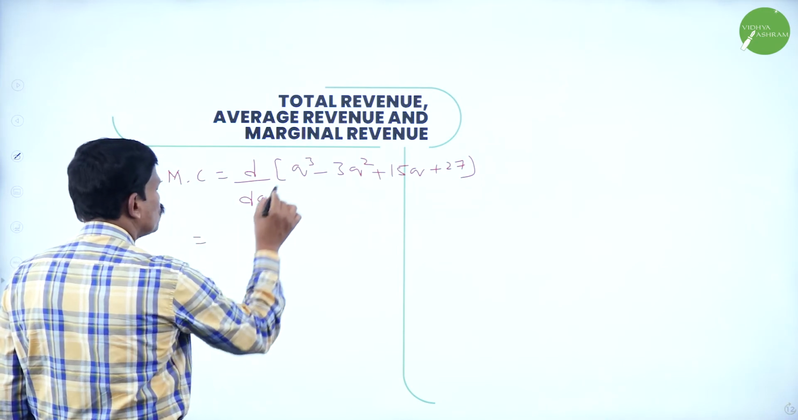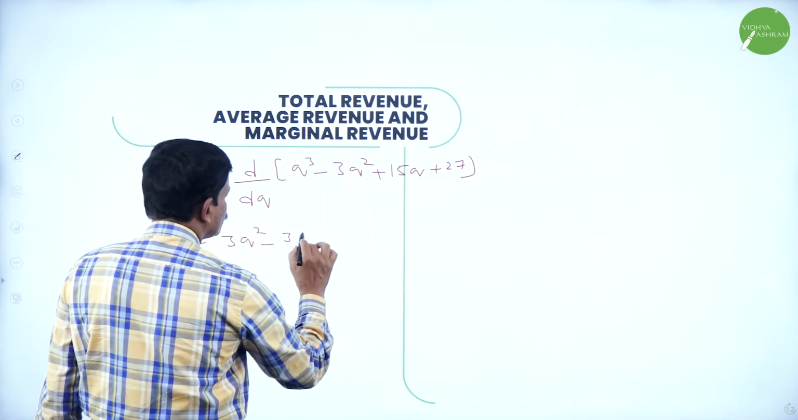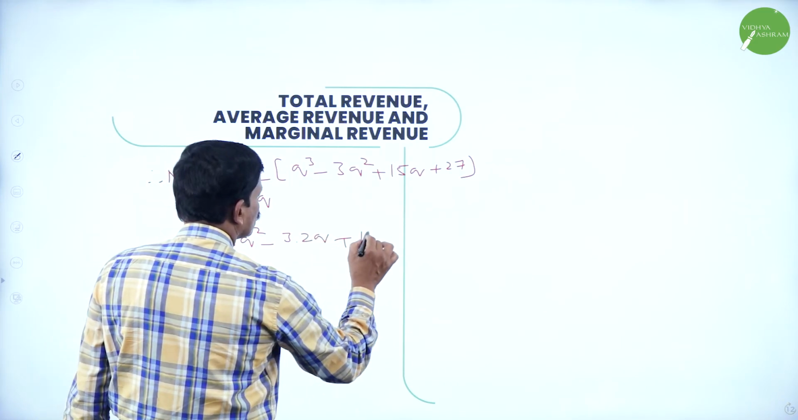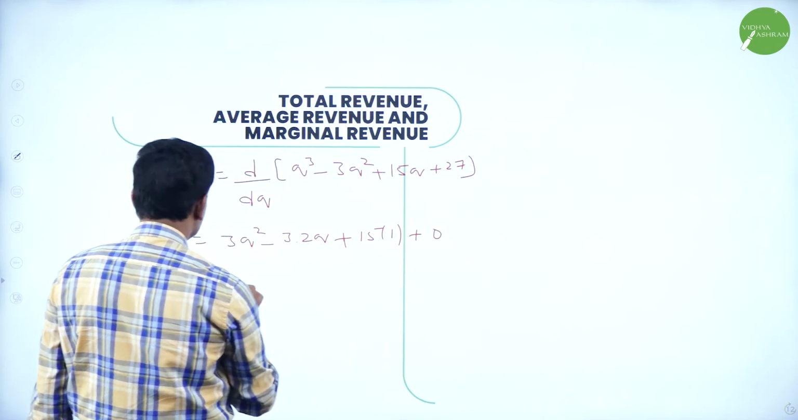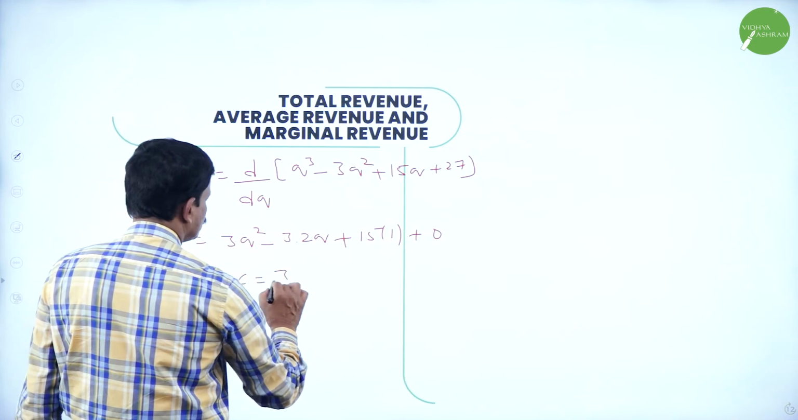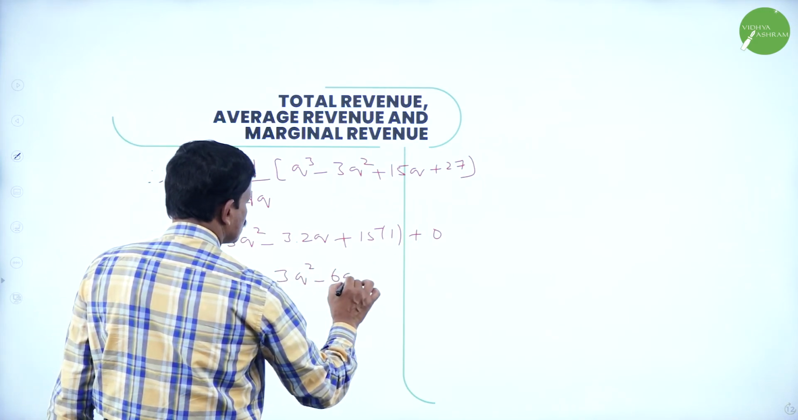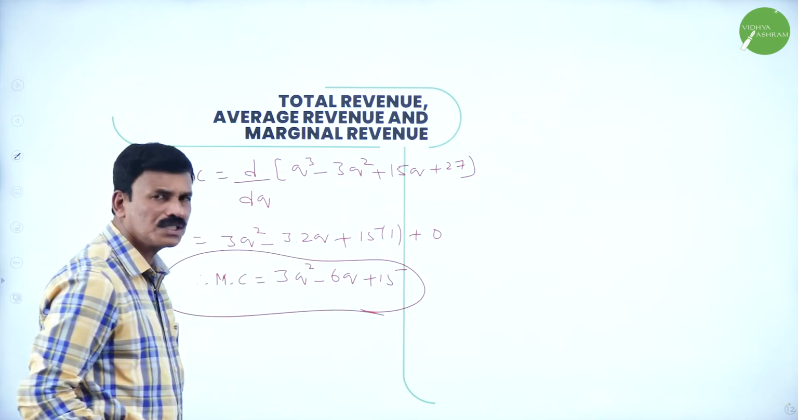Differentiation of Q cube is 3Q square, minus 3 into differentiation of Q square is 2Q, plus 15 into differentiation of Q is 1, plus 27 constant is 0. So therefore the marginal cost is equal to 3Q square minus 6Q plus 15. This is the marginal cost of the function.